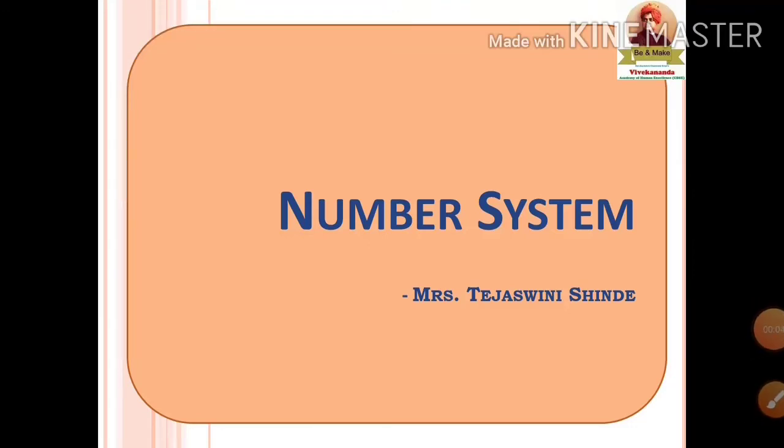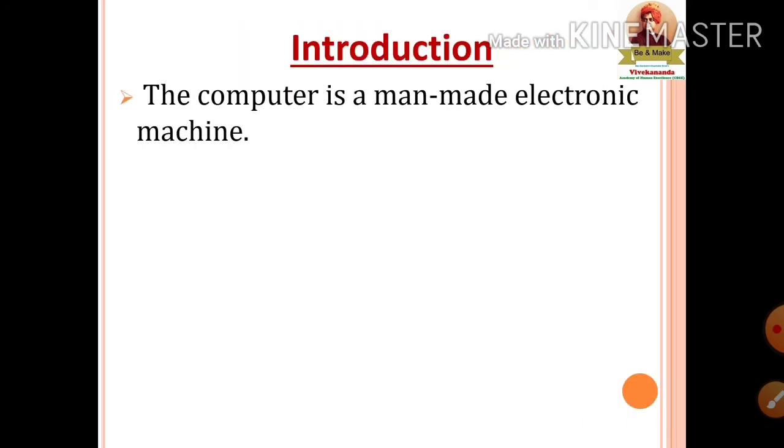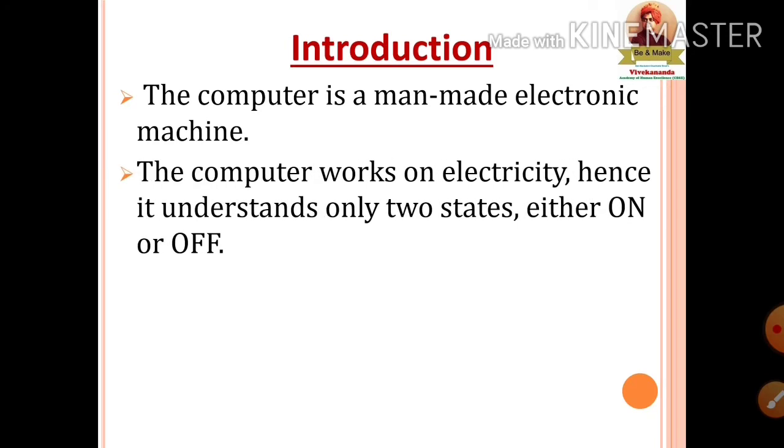Hello students, today we are going to learn about number system, the first lesson of computer subject from standard 7. As we know, the computer is a man-made electronic machine, and being an electronic machine, it is unable to understand English or any other language that humans can speak or understand. So being an electronic device, it works on electricity and it understands only two states, either on or off.